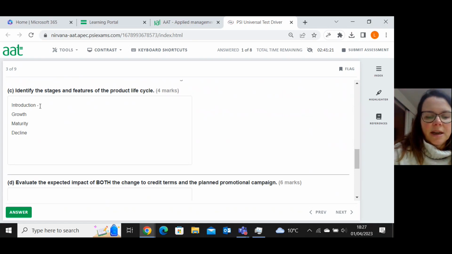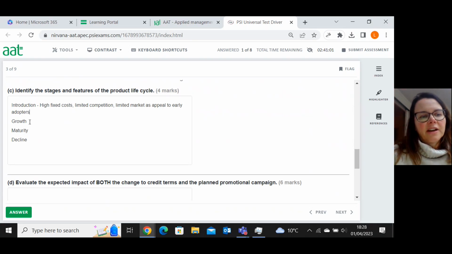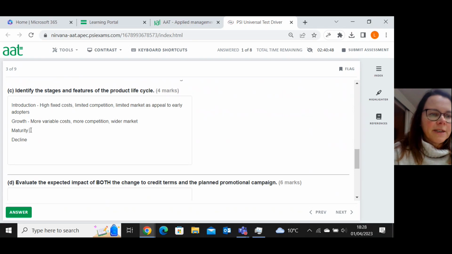So introduction: high fixed costs, limited competition because you're just introducing a new product, limited market as it appeals to early adopters, people who like to get in first. Growth: more variable costs, more competition, wider market. Maturity: remember this is only 4 marks, I don't want to go mad. So less promotion needed. Oh, we could have added that in there, lots of promotion required.